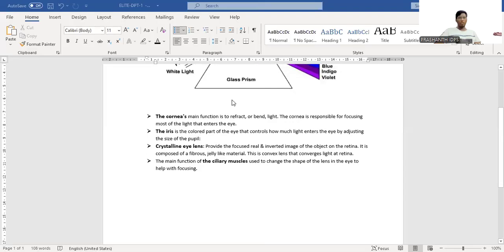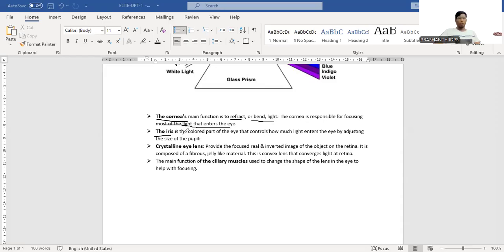Yeah, you can see here. First one is cornea. What is the main function of cornea? Cornea is responsible for focusing most of the light that enters into the eye. So this is the main function: to refract the light ray, or bend the light ray.